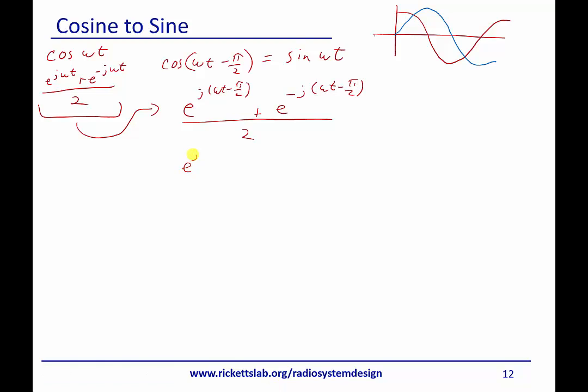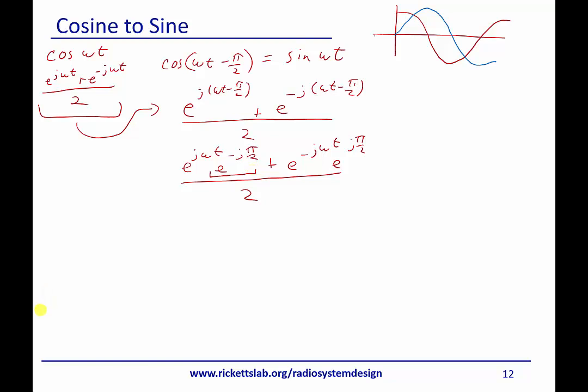We get e to the j omega t times e to the minus j pi over 2, plus e to the minus j omega t times e to the j pi over 2, all over 2. Now you may be stuck here for a second saying, what the heck does e to the minus j pi over 2 mean? Or maybe you're saying, I don't know.